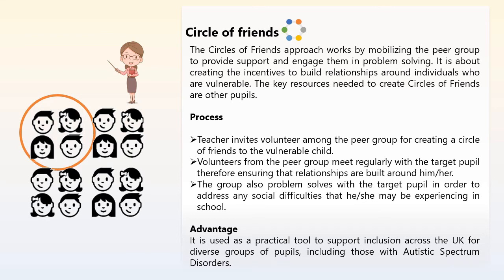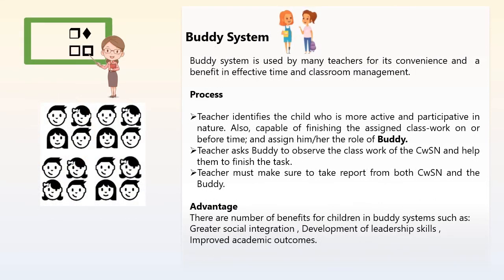Advantage of circle of friends, peer teaching, and instruction strategy is, it is used as a practical tool to support inclusion in many places for diverse groups of pupils, including those with autistic spectrum disorders. Effectiveness of it is tested through many case studies in UK and many other countries. Now, let's discuss the buddy system, peer teaching, instruction strategy.